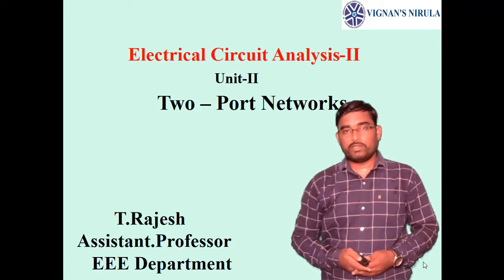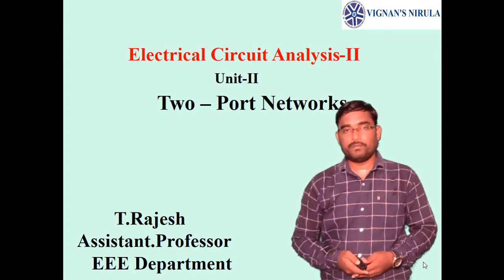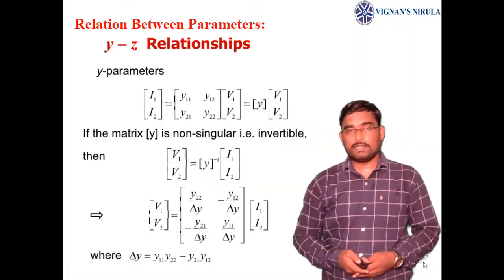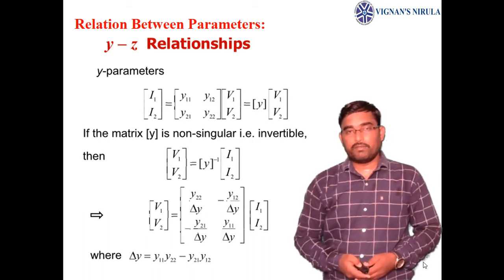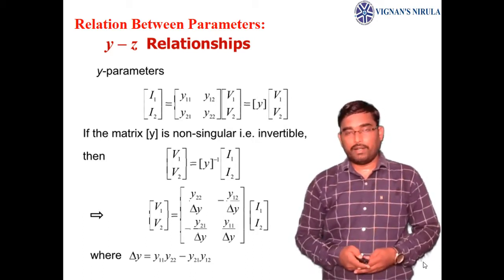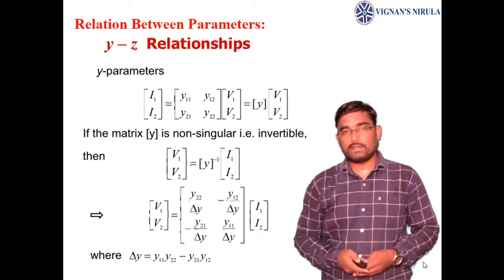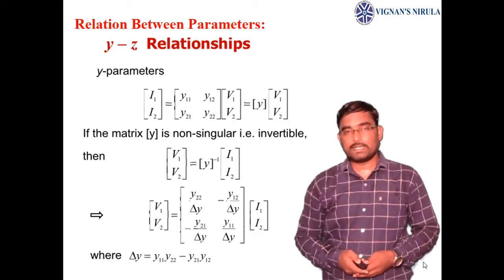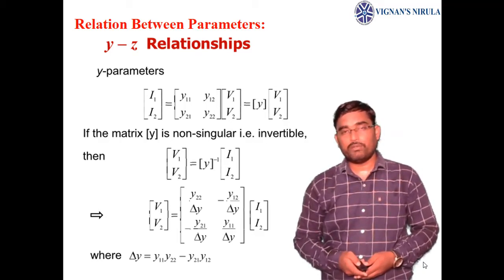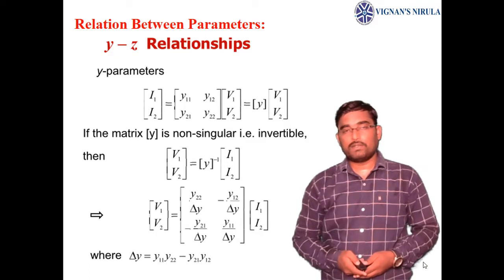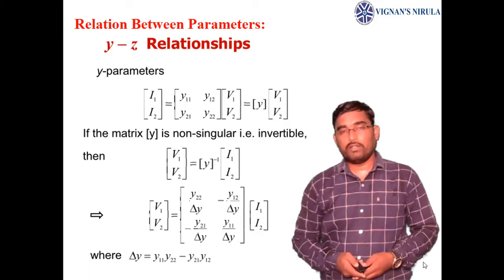In this lecture, I am going to explain the relation between different sets of parameters. First, let us see the relation between y and z parameters. If you take the y parametric equations in matrix form, the port 1 and port 2 currents I1 and I2 can be expressed in terms of V1 and V2 as: I1, I2 matrix equals Y11, Y12, Y21, Y22 into V1, V2, which is the y matrix into V1, V2.